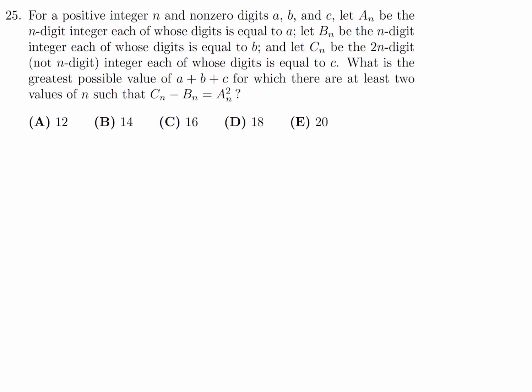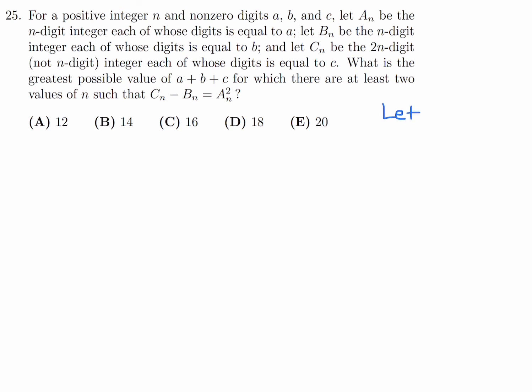For a positive integer n and non-zero digits a, b, and c, let a_n be the n-digit integer, each of whose digits is equal to a. Let b_n be the n-digit integer, each of whose digits is equal to b. And let c_n be the 2n-digit, not n-digit, integer, each of whose digits is equal to c. What is the greatest possible value of a plus b plus c, for which there are at least 2 values of n, such that c_n minus b_n is equal to a_n squared?